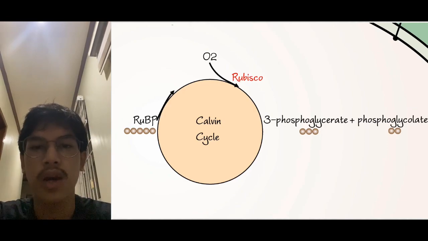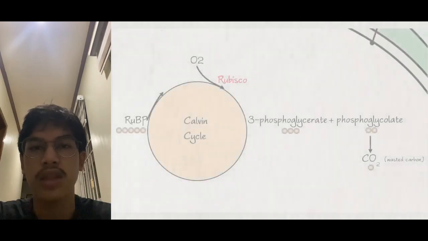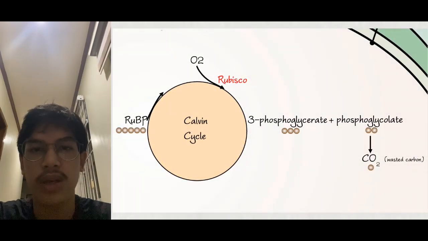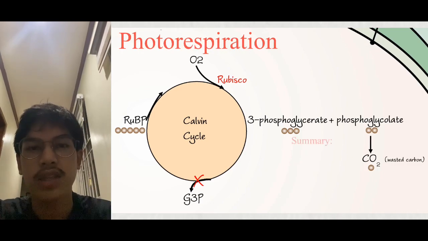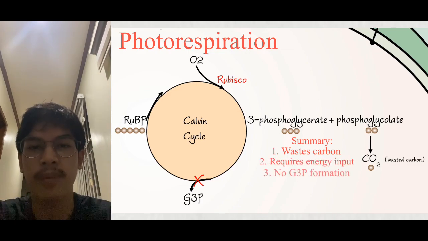phosphoglycolate, a 2-carbon molecule. Phosphoglycolate cannot continue in the Calvin cycle. Thus, it is broken down and its carbon units are released as carbon dioxide and wasted due to insufficient carbon in the Calvin cycle. Glyceraldehyde 3-phosphate or G3P cannot be produced. However, the cycle does continue and ribulose bisphosphate is regenerated. This process is known as photorespiration. In summary, photorespiration wastes carbon, requires energy input, and does not result in the formation of glyceraldehyde 3-phosphate, a precursor of glucose. Thank you.